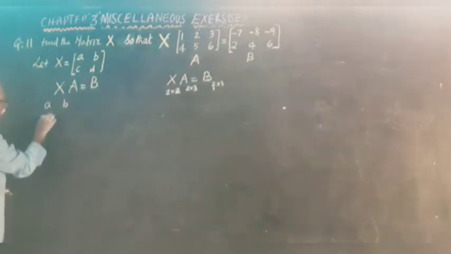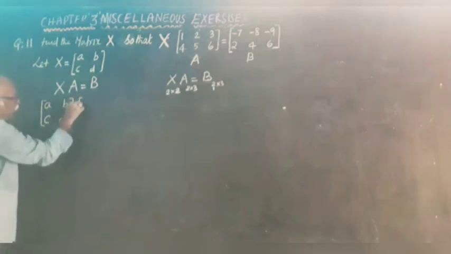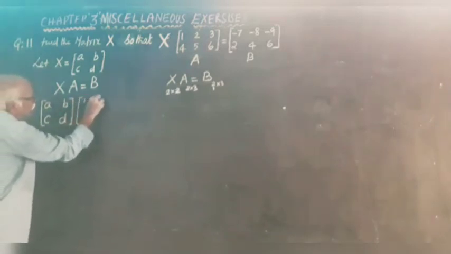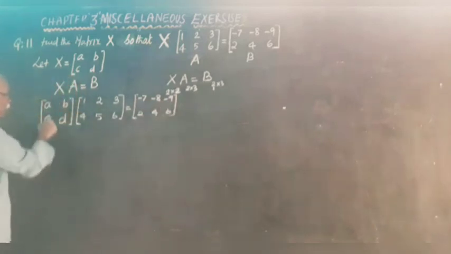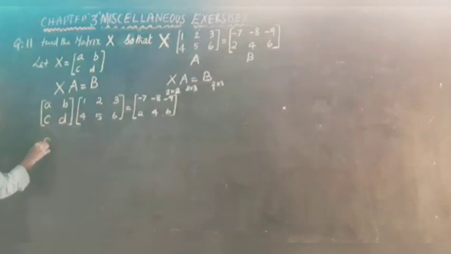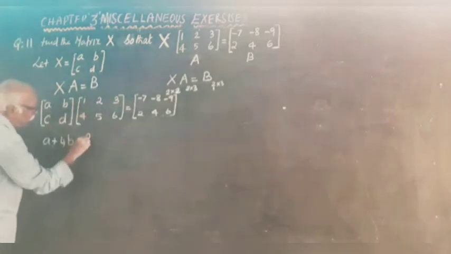A, B, C, D into A matrix. [1, 2, 3; 4, 5, 6] is equal to [-7, -8, -9; 2, 4, 6]. First row, first column: A plus 4B.